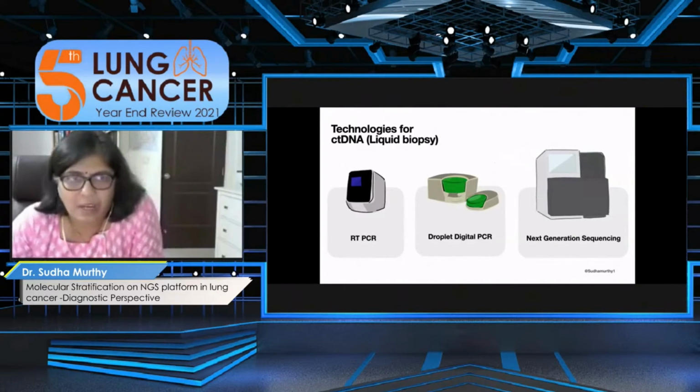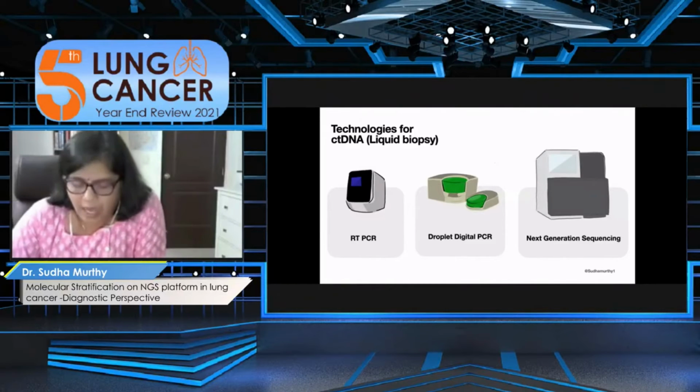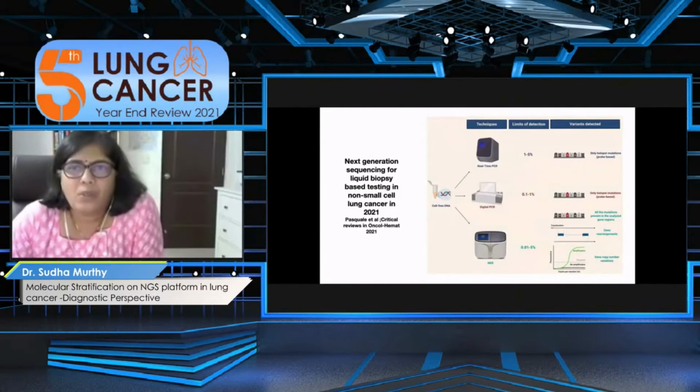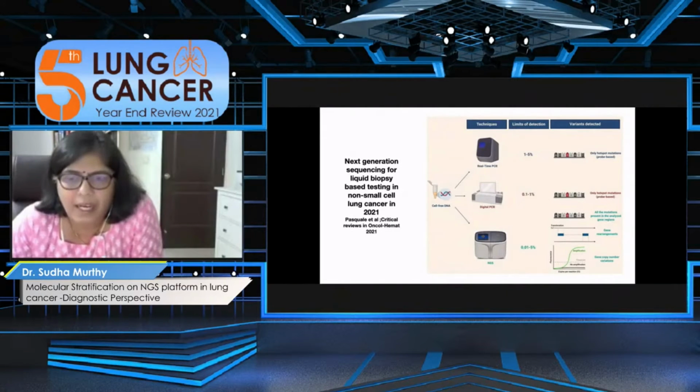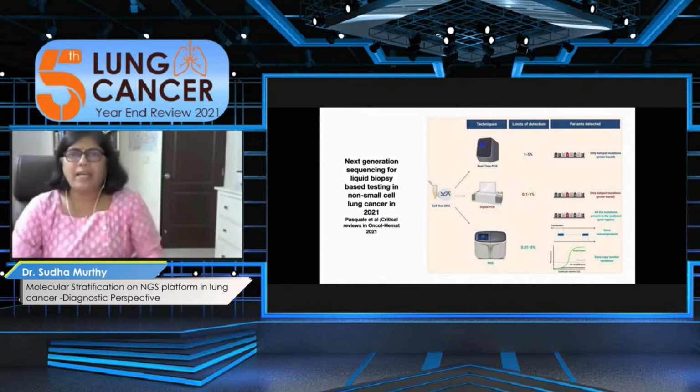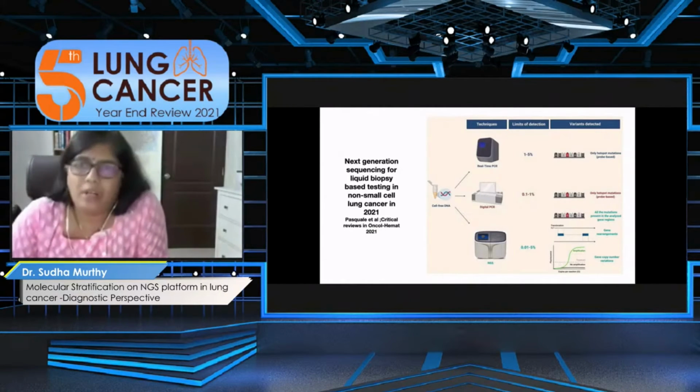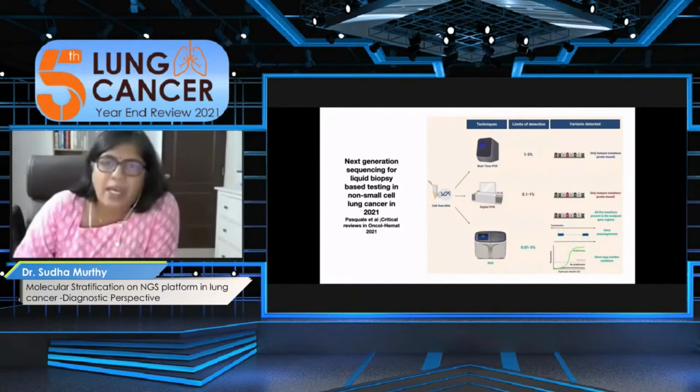Just a brief note about ctDNA, the circulating tumor DNA or liquid biopsy. The different technologies available are RT-PCR, droplet digital PCR, and next-generation sequencing. The limits of detection are much lower for NGS, and therefore the pickup rate is higher. It is nearly 0.01 to 5%, as opposed to real-time PCR at 1 to 5%, which is not recommended for liquid biopsy. Droplet digital PCR only hits the target, so it has a good low limit of detection. You can pick up if you know the target, but if you do not know it, you will again have to resort to NGS.